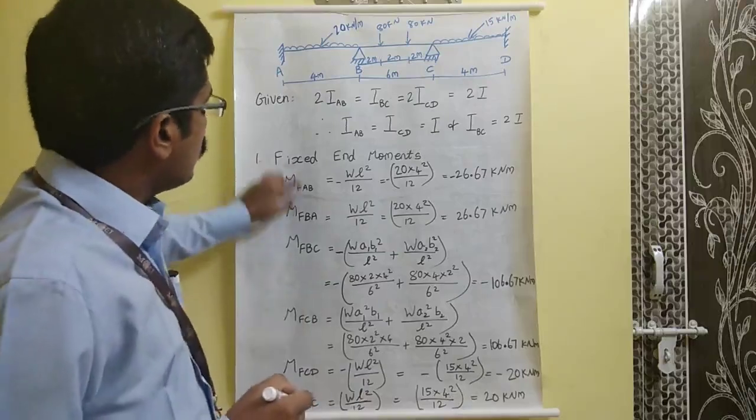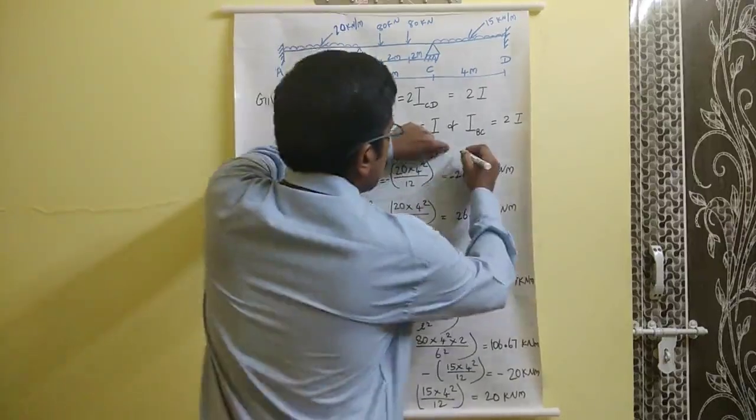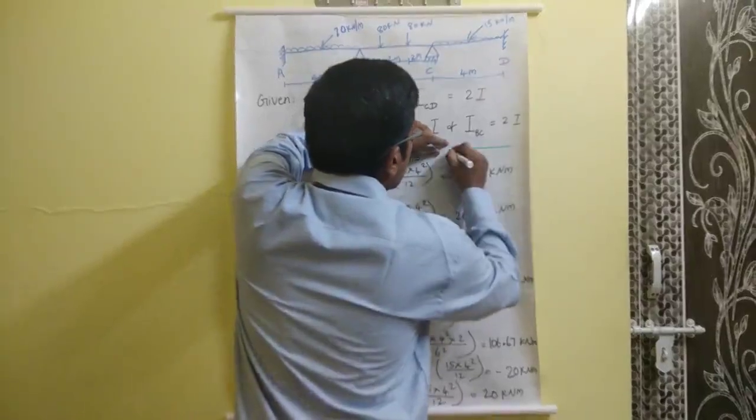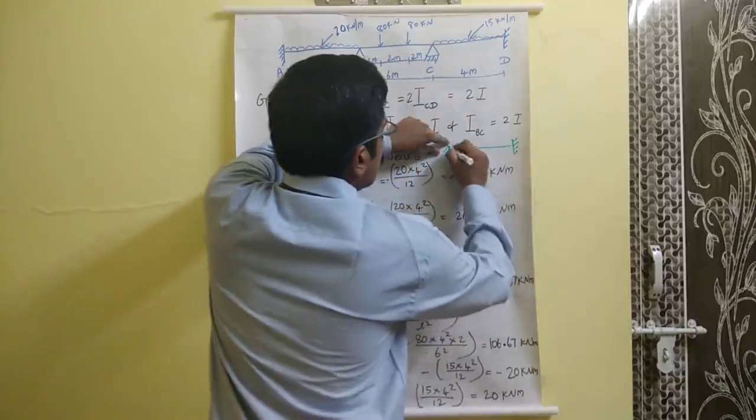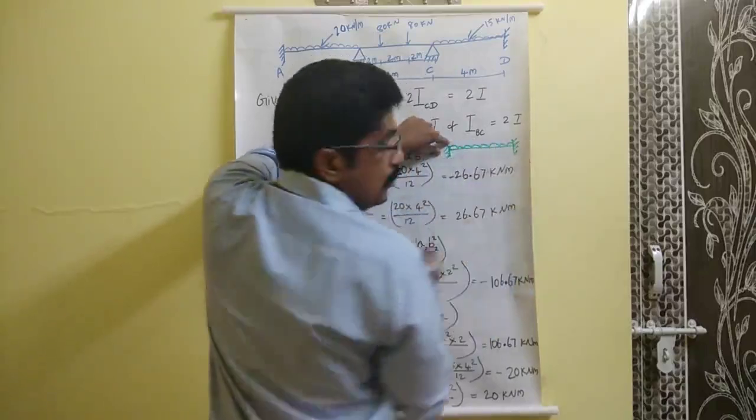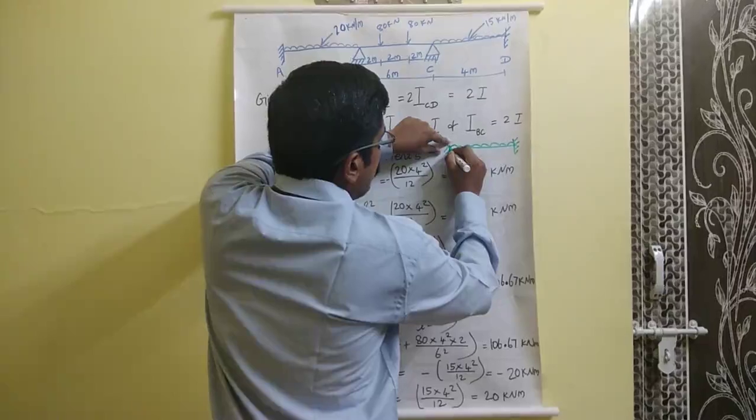So first we are going to calculate for member AB. If you take member AB, we need to consider it as a fixed support. It is carrying a UDL load. So the bending moment will be like this.